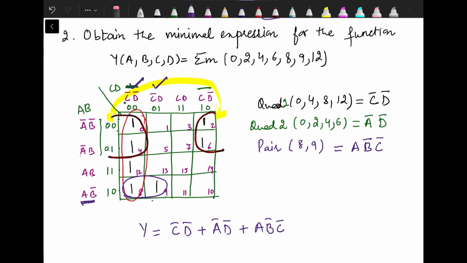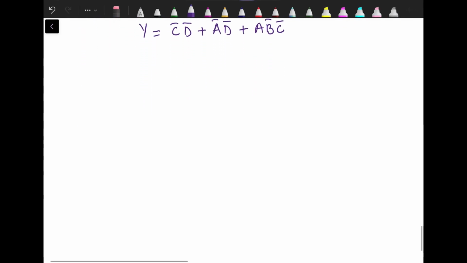So in this case we have three individual terms. All three individual terms are product terms, and they have been combined together to result in an expression which is in the form of SOP. Let's take one more example and then we will look at the POS expressions.